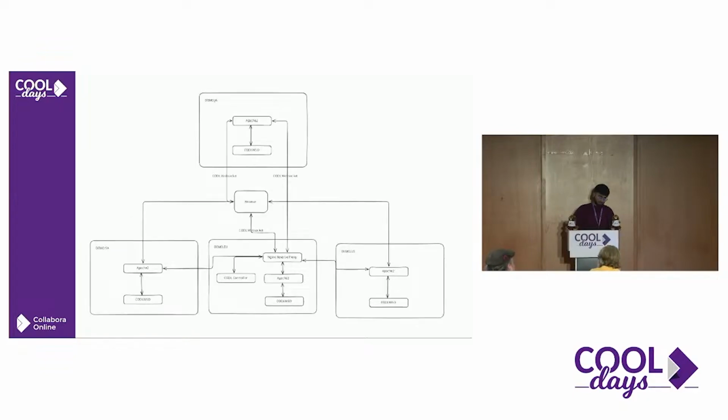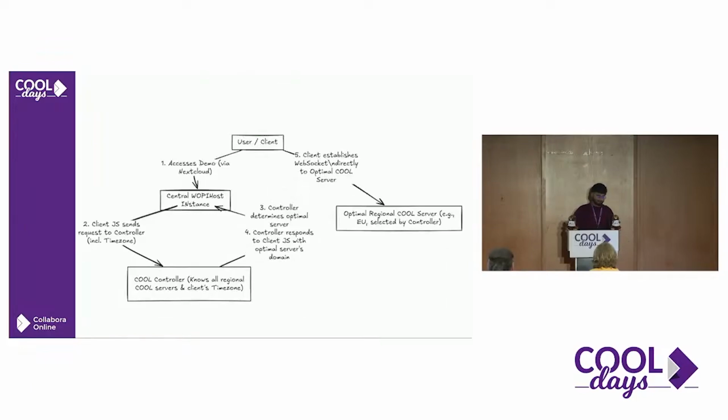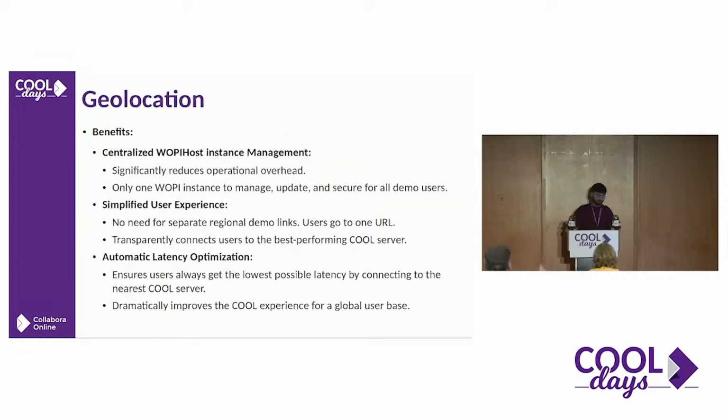This is what the architecture looks like. There are 4 different VMs, and cool controller is running in the demo view, and the communication happens like I previously mentioned. Cool controller has information about what's going on within the servers, so it can decide which cool server the request should go to. So it makes sure that you always connect to the closest server.